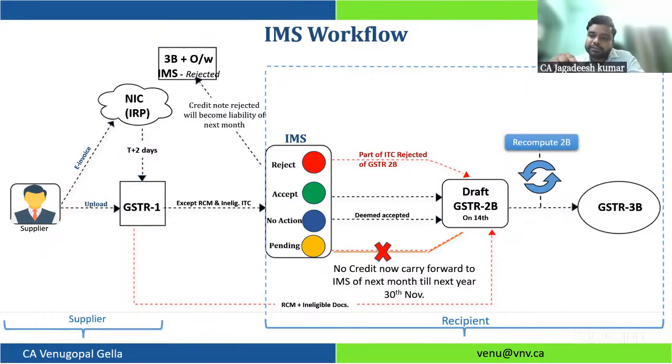If you keep it pending, it will remain in my IMS. It will not flow to my GSTR 2B. Yes, it will not flow to my GSTR 2B. This is how the IMS works.